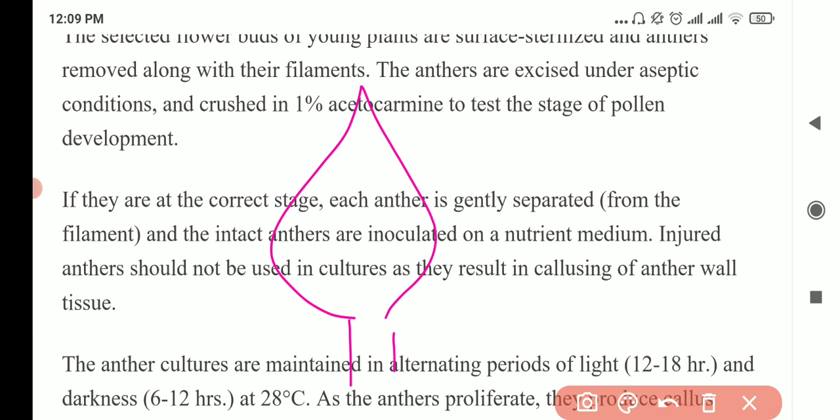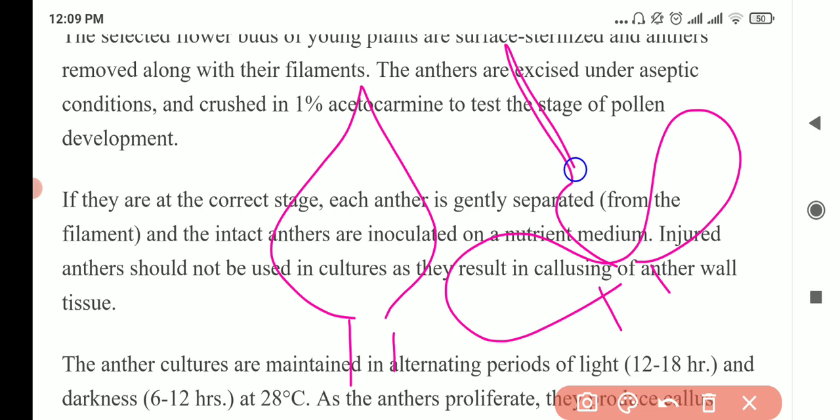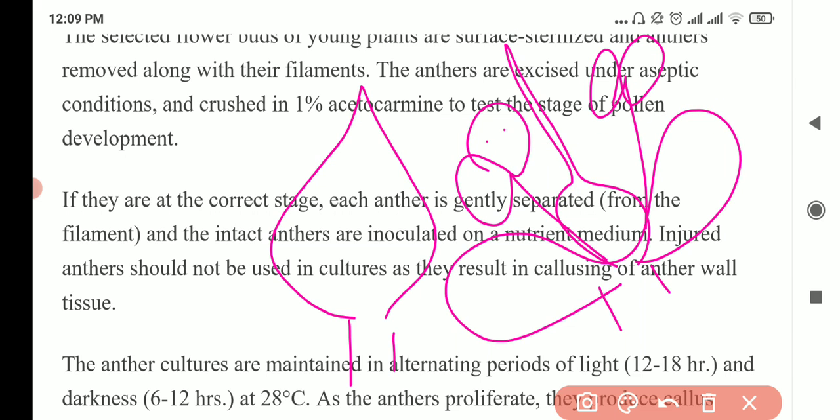Why are we taking a flower bud? Because we don't want a mature flower. Remember, a mature flower has already well developed pollens. No, we don't want that. We want a flower bud. Flower bud means the anther is very young, even the gynoecium is very young. All the calyx and corolla are young, everything is young. So we want a young one.